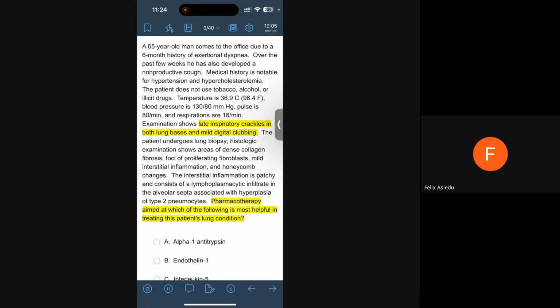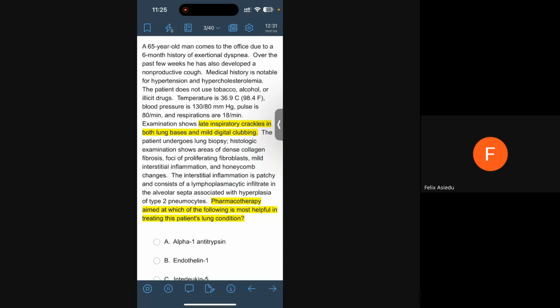Restrictive. You will hear inspiratory crackles in restrictive lung disease. We have done this in the previous block as well. Inspiratory crackles are going to be heard in a restrictive lung disease, and expiratory wheezing is going to be heard in obstructive lung disease. So that means the patient in this case is suffering from a restrictive lung disease.